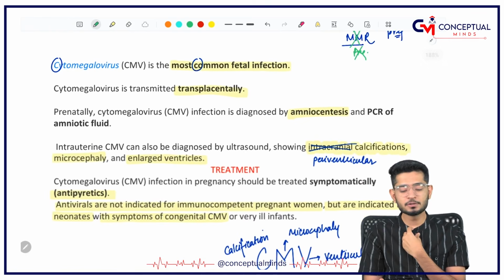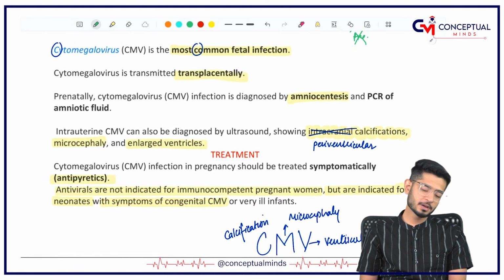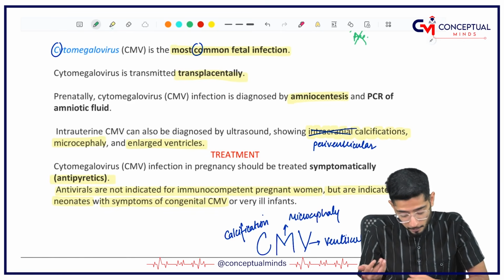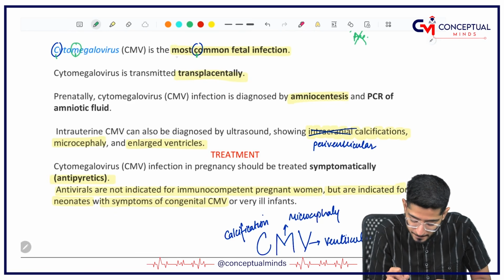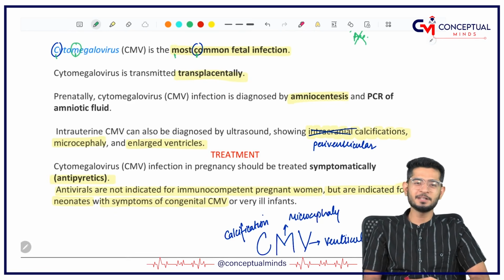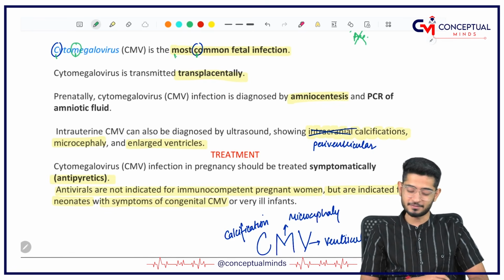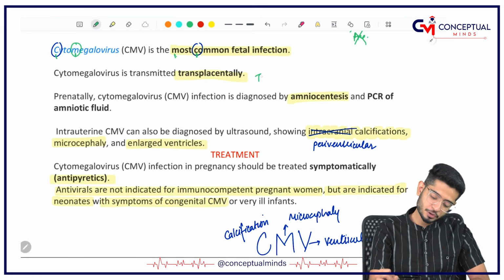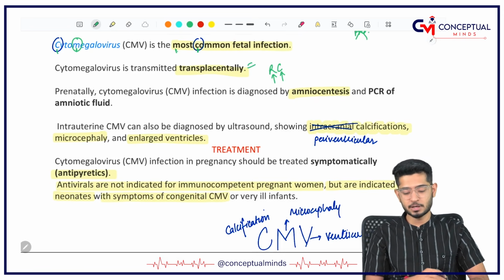Okay. Coming on to cytomegalovirus, remember C and C. C for cytomegalovirus and C for common. So remember, cytomegalovirus is the most common fetal infection. Just like rubella, in TORCH, TO is toxoplasma, R and C. Remember, both of them are transplacentally transmitted.